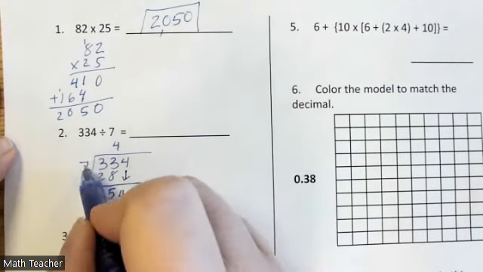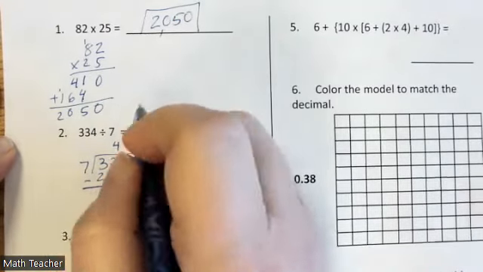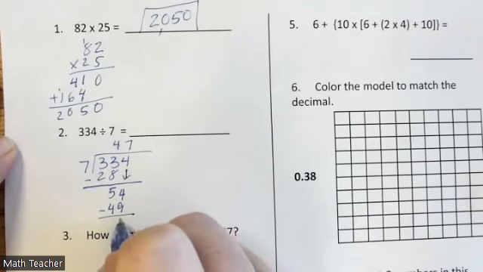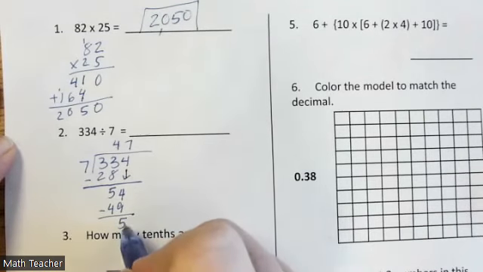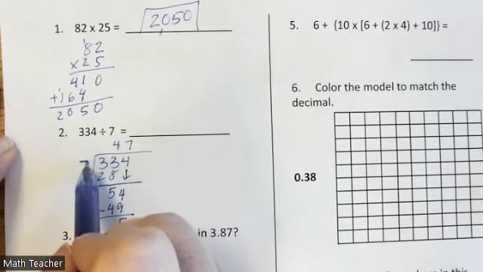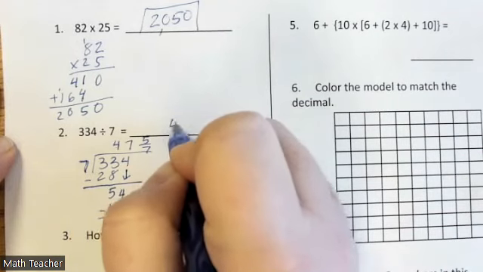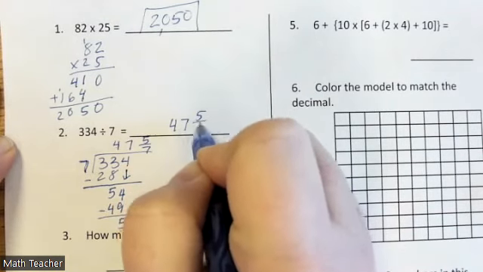Okay, 7 can go into 54 7 times. 7 times 7 is 49. We subtract and get 5. We used to say remainder 5, but now we say 5 out of what we were dividing by, 7. So this will be 5/7. So the answer is 47 and 5/7.